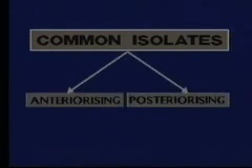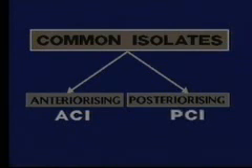In Colon Classification, Ranganathan has given the provision of common isolates in a systematic manner. Common isolates are of two types: anteriorizing common isolates and posteriorizing common isolates. From now onwards, we will use ACI for anteriorizing common isolates and PCI for posteriorizing common isolates.